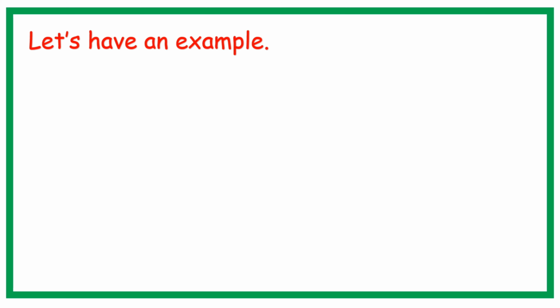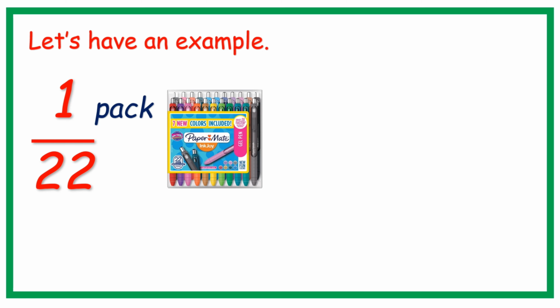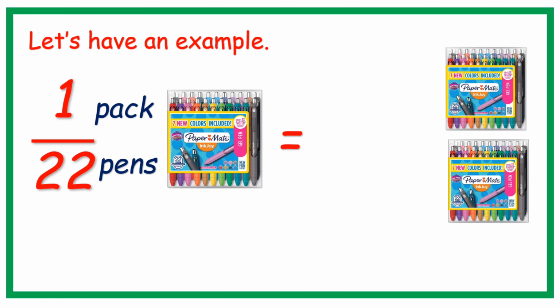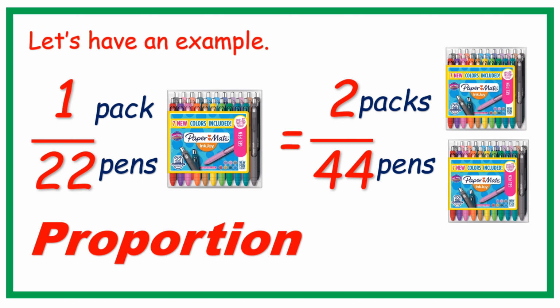Let's have an example. We have here one pack of pens. We can write it as 1/22. Why 1/22? Because one pack consists of 22 pens. And it is equal to 2/44. Two packs are equal to 44 pens. It is an example of proportion. Just like that.